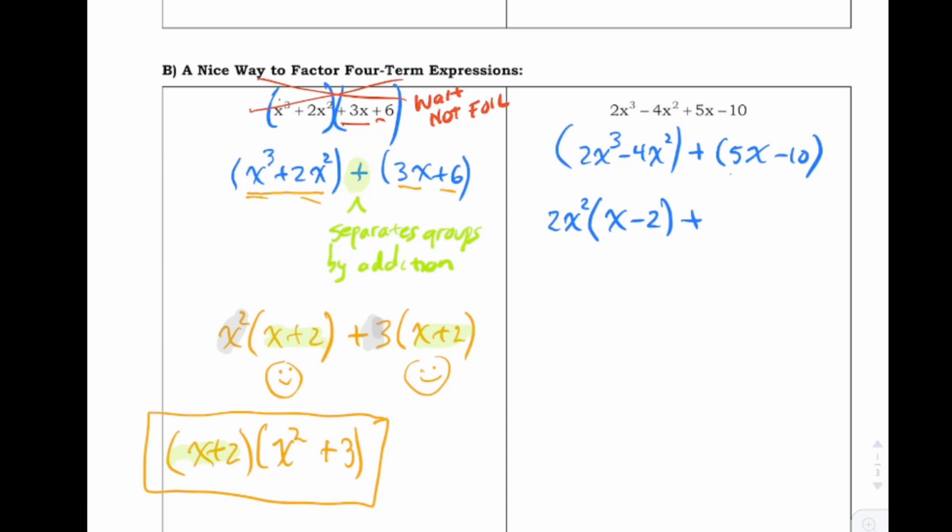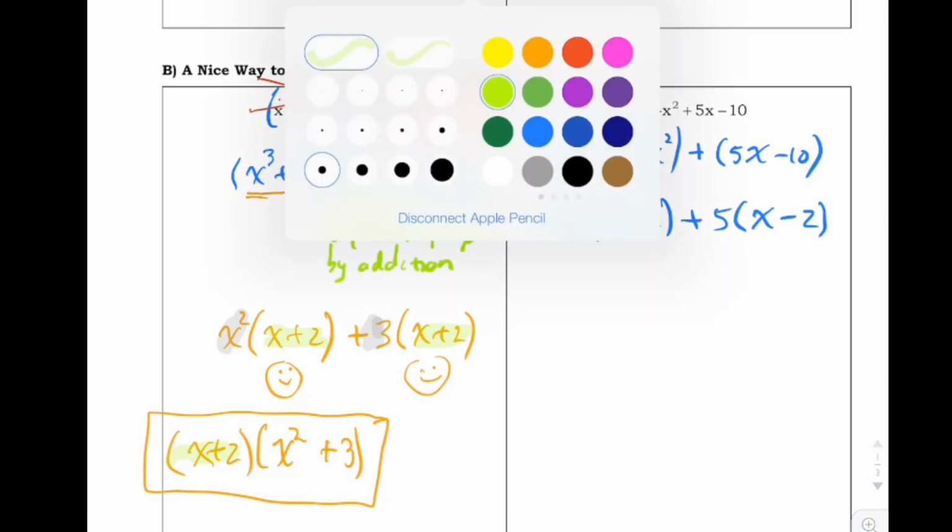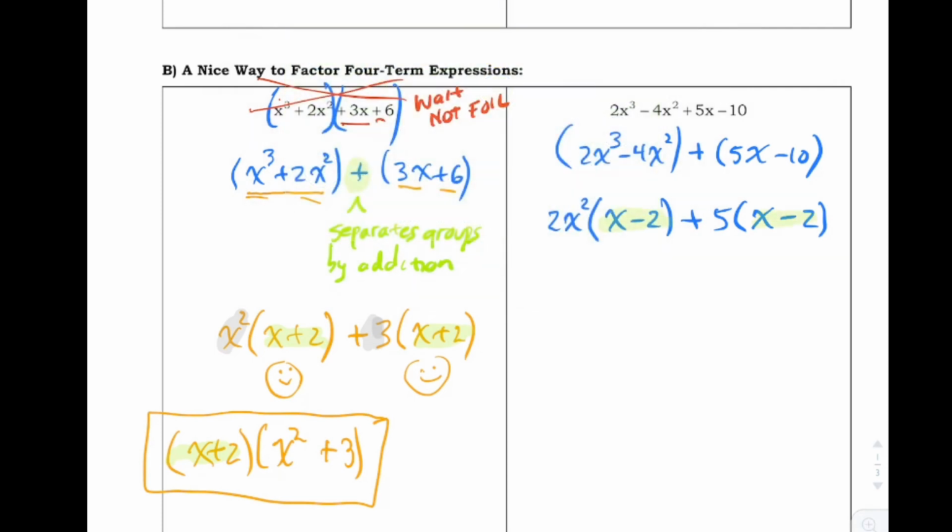Then I look at these two terms and I say, well, I could pull a 5 out of both of those, leaving an x minus a 2. And then notice we have a matching factor here. And so this is the part where you smile, because it means that factoring by grouping is working. It's not always going to work. It's not like you can take any 4 terms, throw them down, and factor them by grouping. It doesn't always work. The terms have to be kind of a special case for it to work. But you'll know it's working when you get to this point.